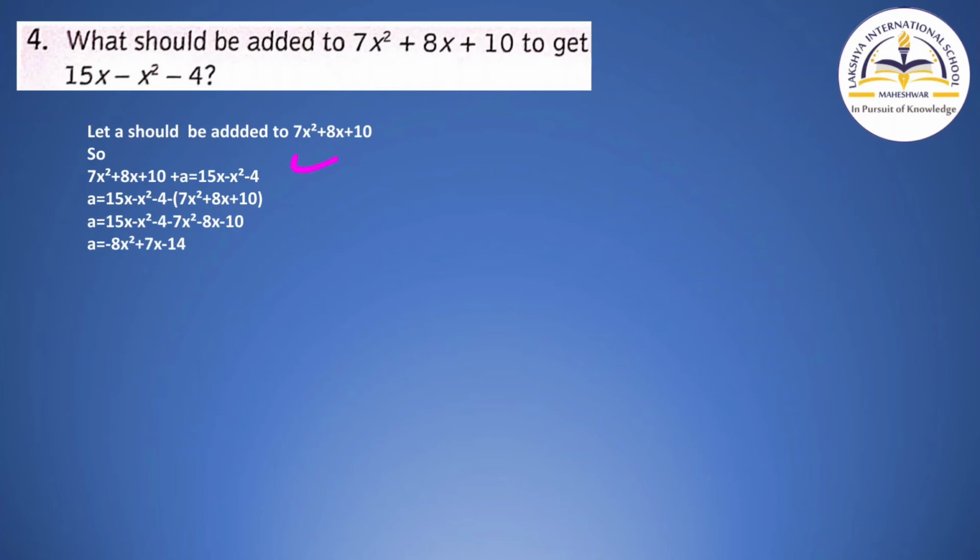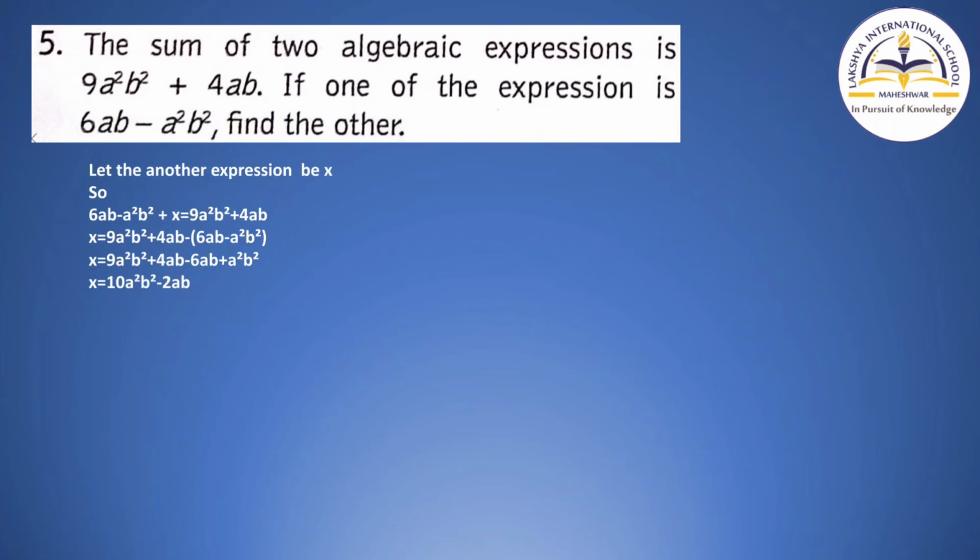We have written it here. Now we will just transfer this value to the RHS. When you transfer them, the sign will be negative. Now you have to multiply the negative sign into the complete expression. So here minus 7x square, then minus 8x, then minus 10. Now when you solve this, a equals minus x square minus 7x square, which is minus 8x square. Now 15x minus 8x means 7x, and minus 4 minus 10 is minus 14.